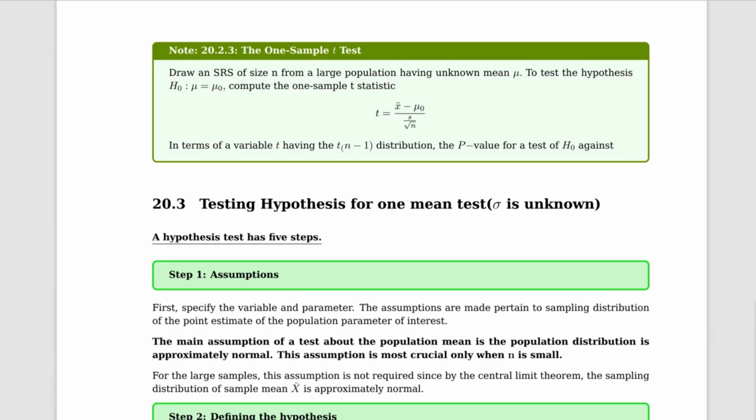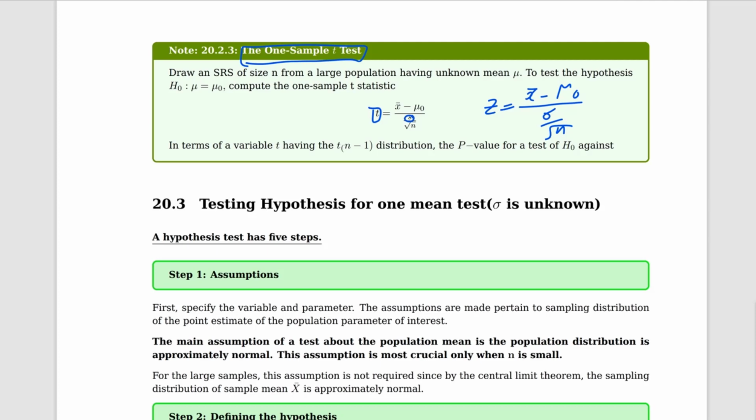Now again, when we use sigma, we write x bar minus mu naught over sigma over root n. But when we use s, sigma is unknown, it becomes s here and z becomes t. That is the one sample t test. We use this for the hypothesis testing.